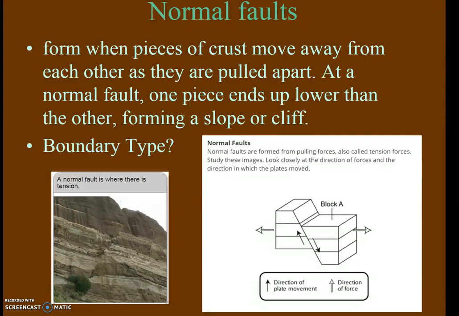So there are a few different types of faults. The first is a normal fault. They form when the pieces of the crust move away from each other as they are pulled apart. At a normal fault, one piece ends up lower than the other, forming right here this slope or cliff. The boundary type that this forms at is a divergent boundary type because the plates are moving away from each other.